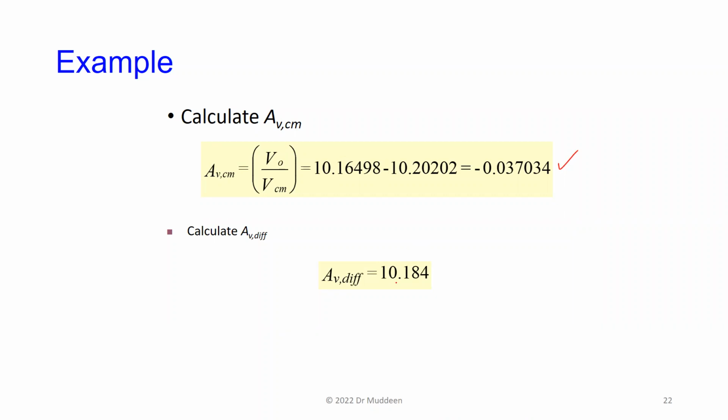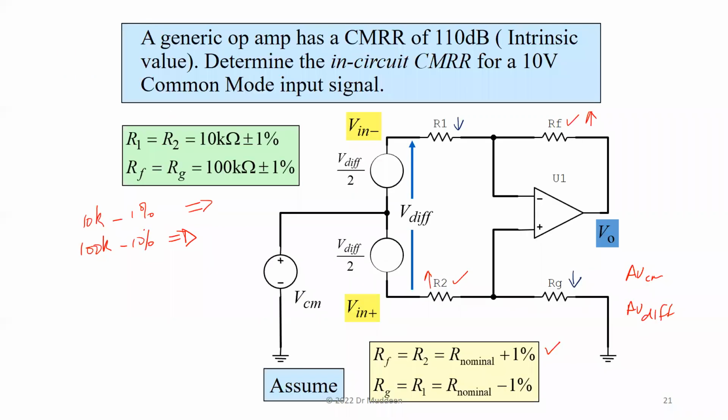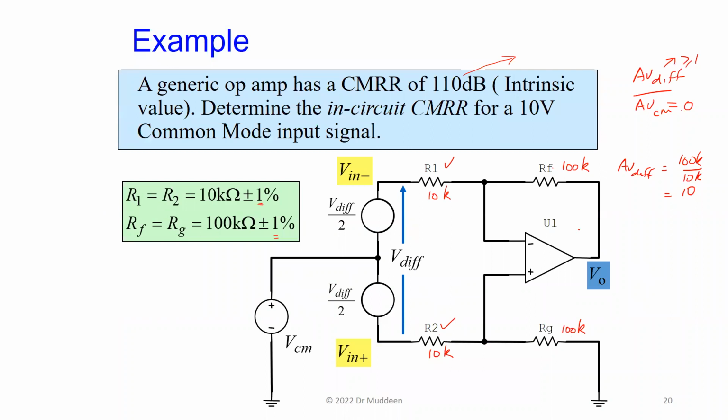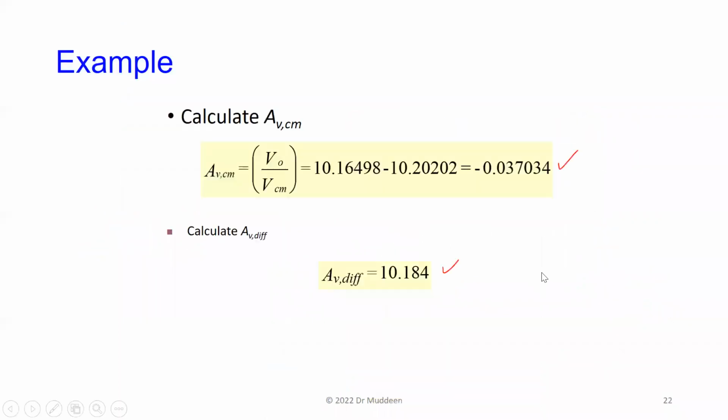AV diff is 10.184. And we said from before, for the 10K values that we had, the expected value was supposed to be 10. So the actual value is 10.184. So AV diff is a little bit higher than calculated. AV common mode, ideally, is supposed to be 0. It is not. It is a very small negative number.